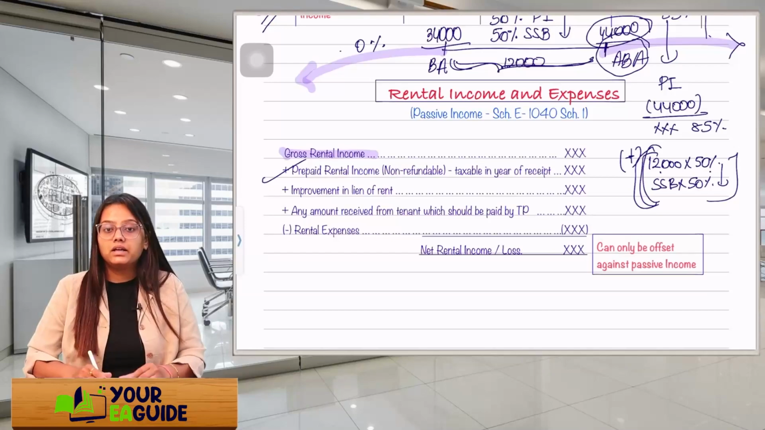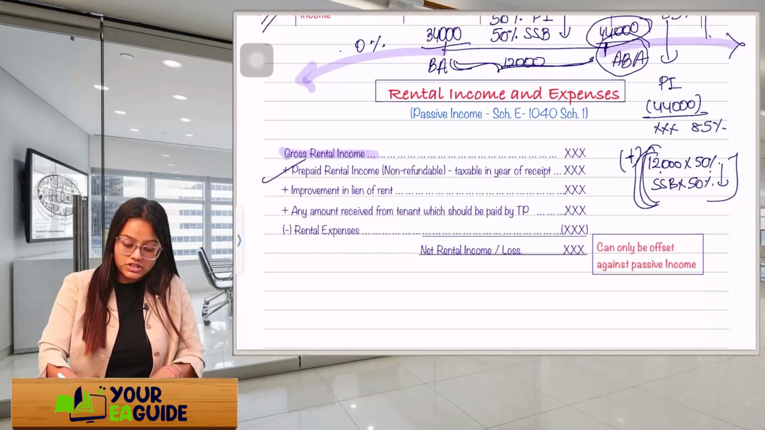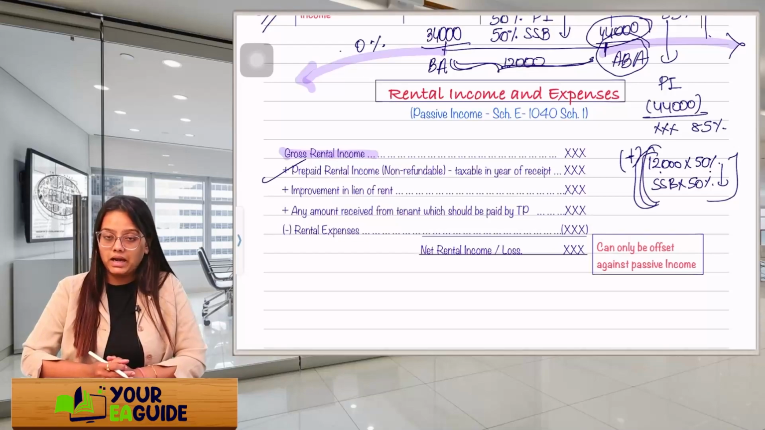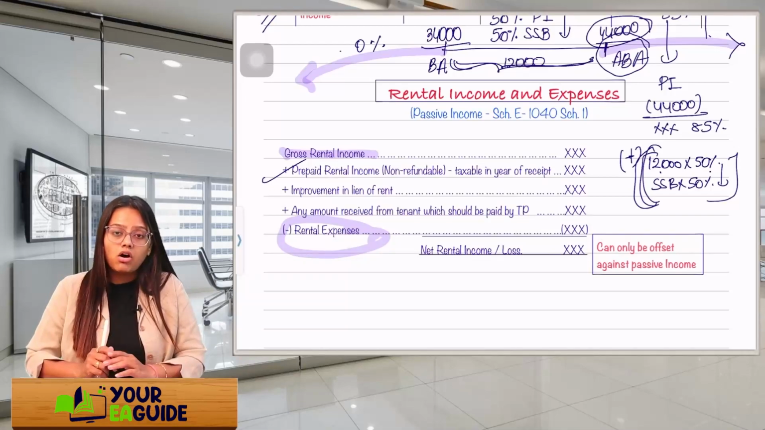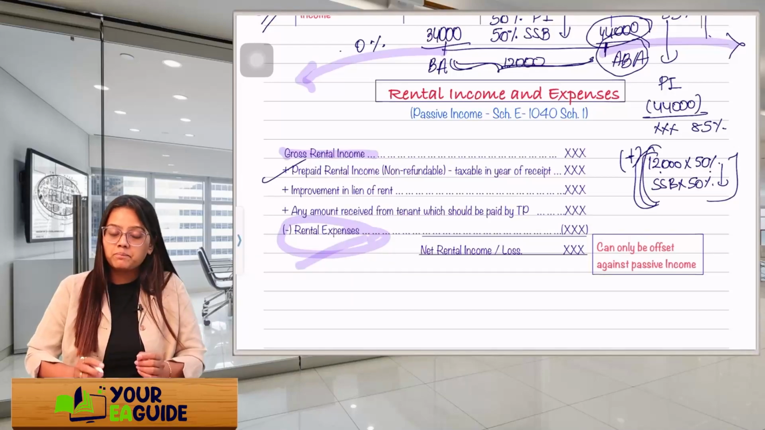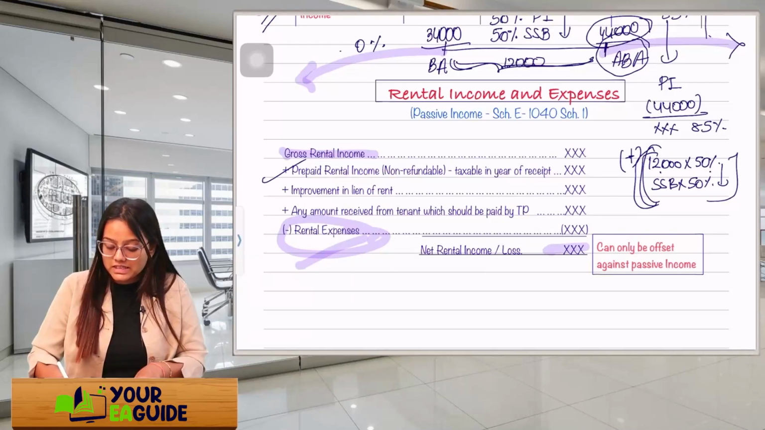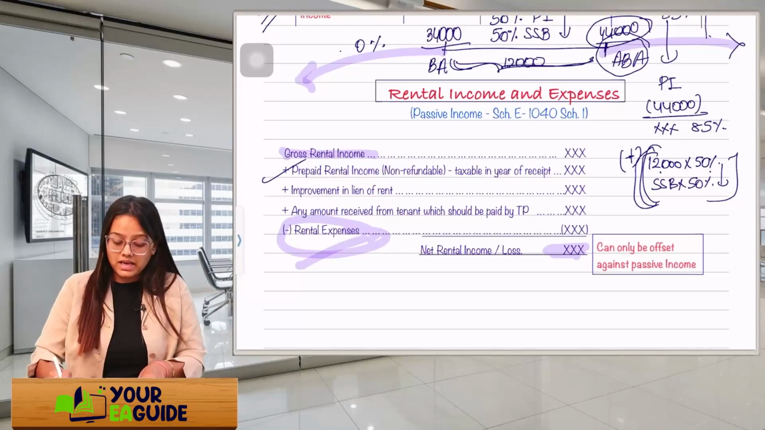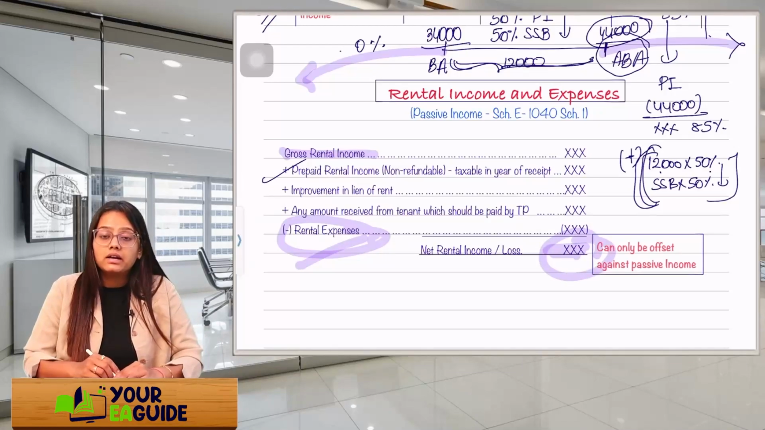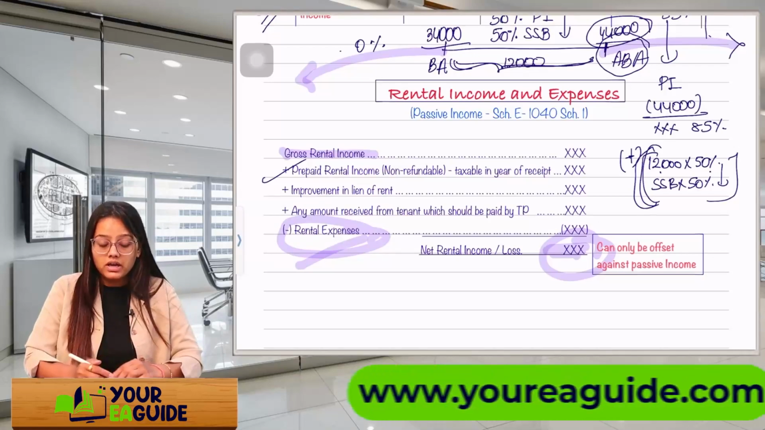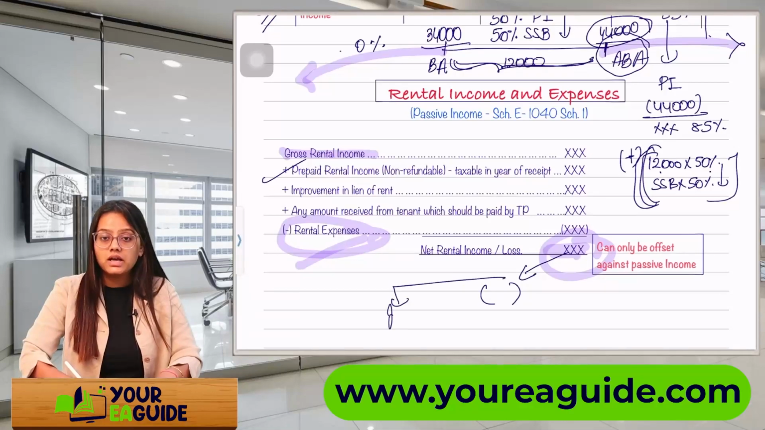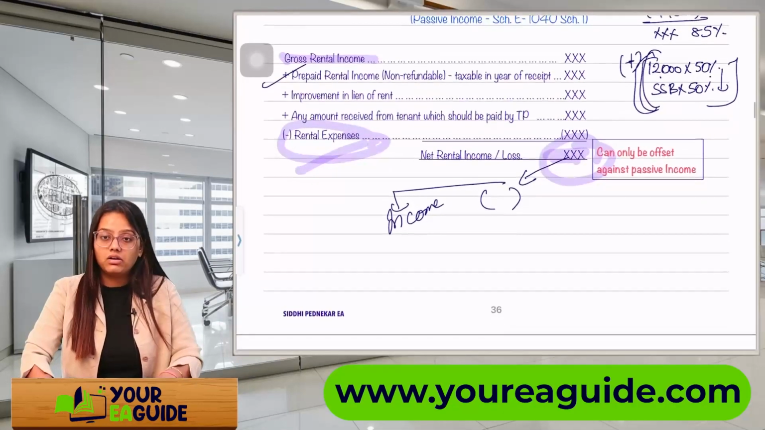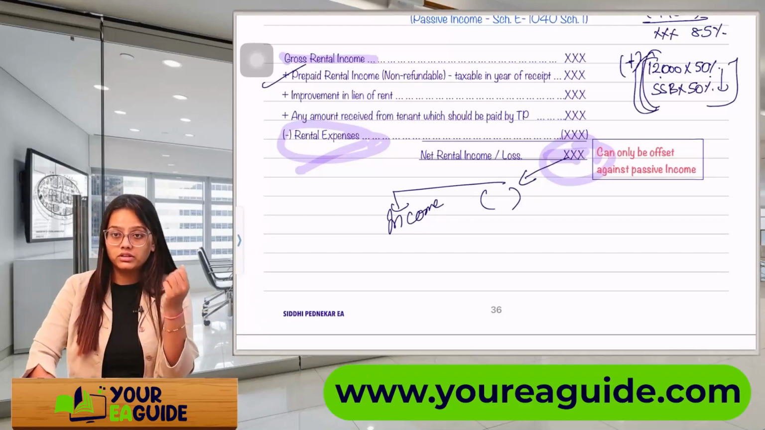Okay, plus any other amount received from the tenant in lieu of rent will be added, minus all the rental expenses. Real estate taxes, mortgage interest, all the utility bills, everything which has been paid by the owner will be considered in the rental expense as a deduction. So this is your net rental income or expense, and this can only offset against passive income. Let's say if there is a loss here, it will offset first against passive income, and then loss. Then it will get carried forward if anything is remaining.